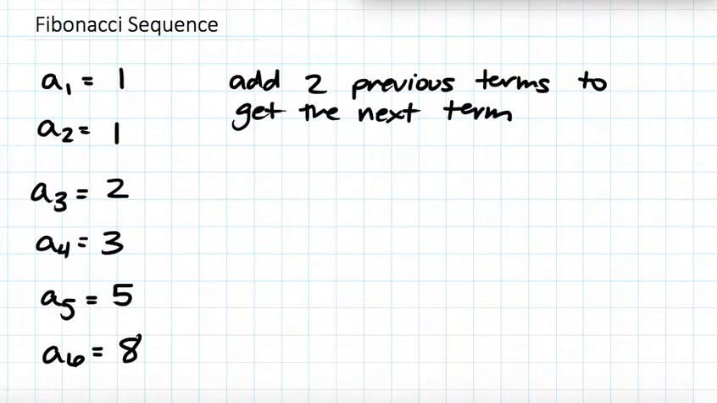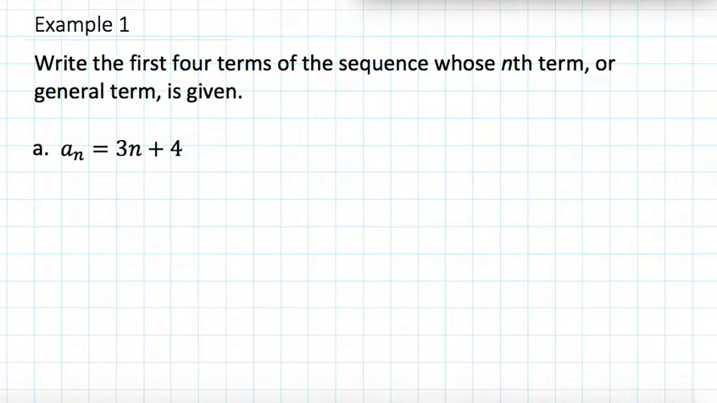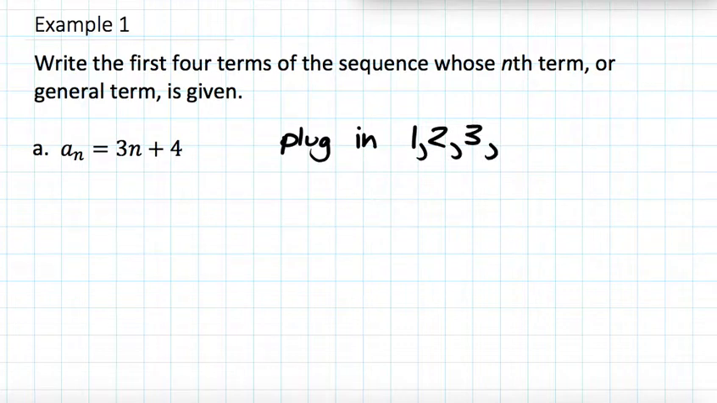So next we're going to look at example 1. It says to write the first 4 terms of the sequence whose nth term or general term is given. And these are going to be general terms that look like formulas. So what I'm going to do here is plug in 1 for n to give me the first term, plugging in 2 gives me the second, plugging in 3 gives me the third, and plugging in 4 gives me the fourth term.